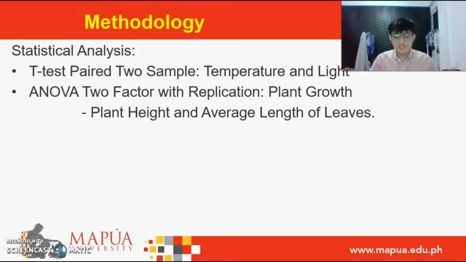A statistical analysis is provided for temperature and light, specifically a paired two-sample t-test. An ANOVA two-factor with replication will be used for the difference in plant height and average length of leaves. Now let's go to the prototype demonstration.